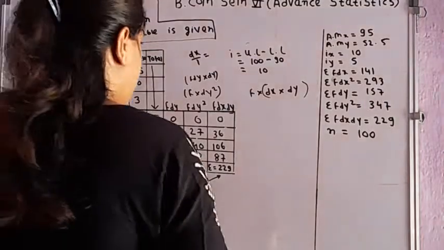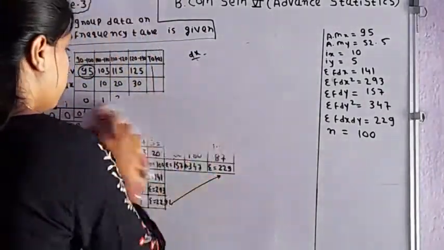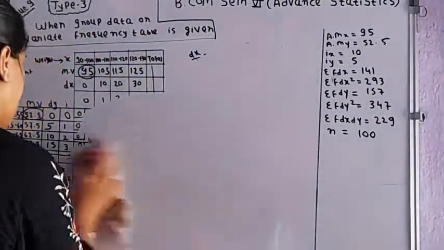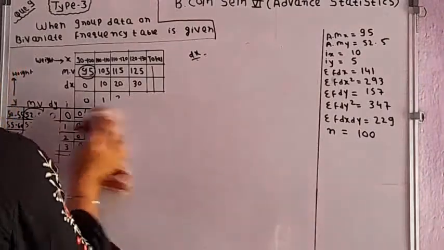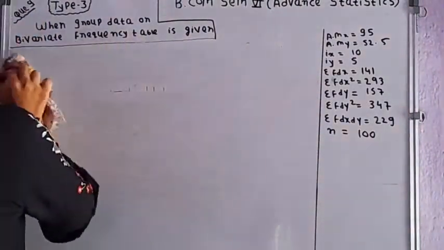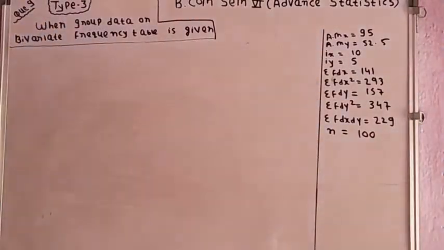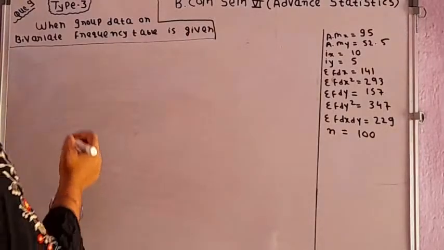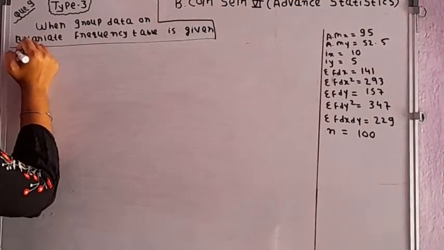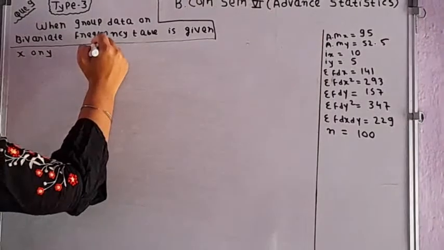Now we will move towards the calculation of the regression coefficient, and with the help of that, the coefficient of correlation and the lines of regression. So let's begin. First of all, we will do this for the regression line of x on y. After that, we will do it for y on x. So let's start with x on y, the regression coefficient for x on y.